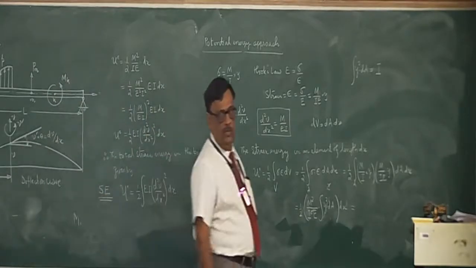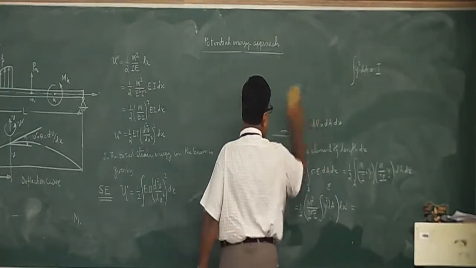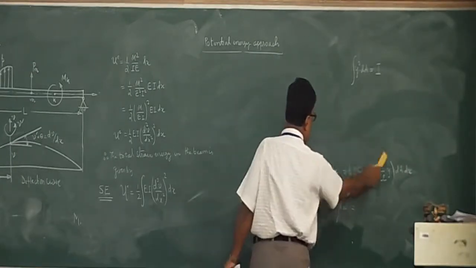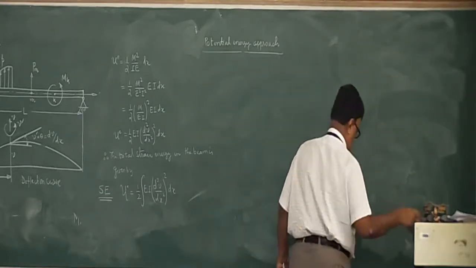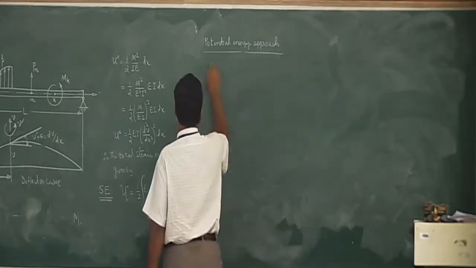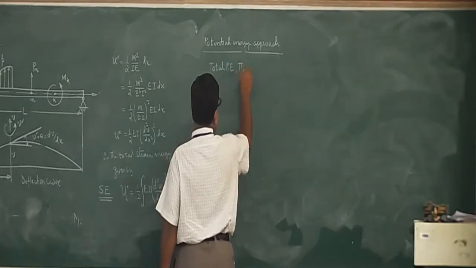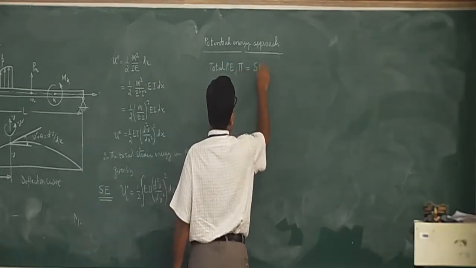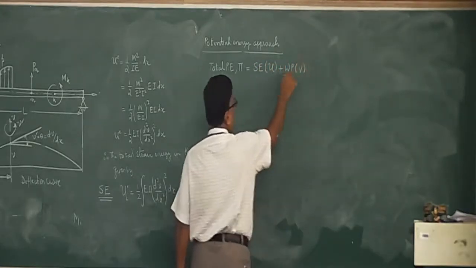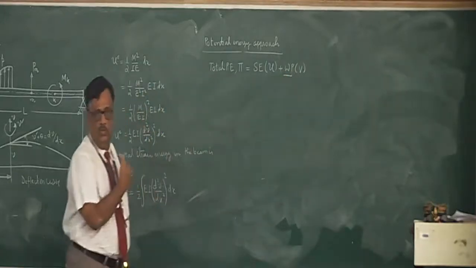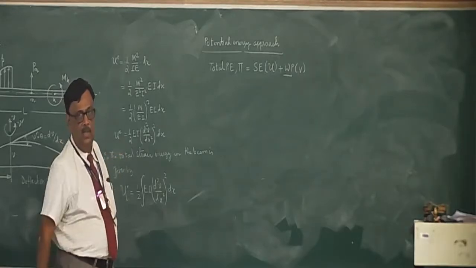But you already know from the first units that the total potential energy is nothing but the sum of the strain energy and the work potential. So now let us consider that. Our total potential energy is equal to phi. It is given by strain energy, which is U, plus work potential, which is called V. And the work potential is always due to three types of loads, which I have shown. One is the distributed load, another is the point load, and another is the moment which is applied.